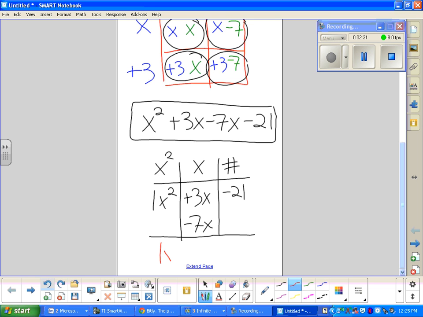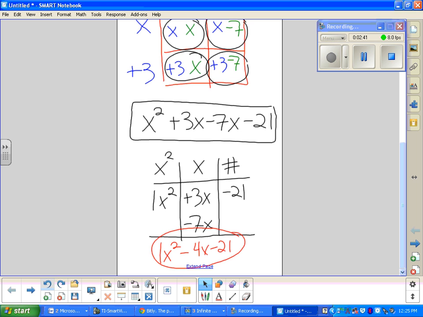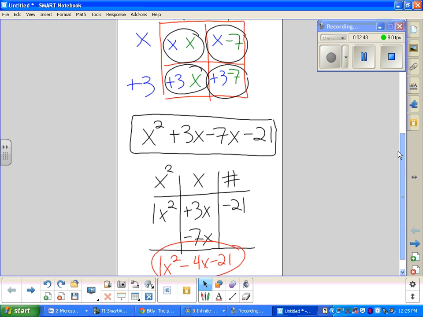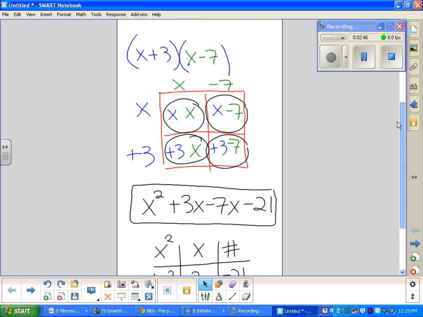So my final answer is 1x squared. 3 and negative 7 is negative 4x. And negative 21, that's all by itself. So that's my final answer. We're being asked to multiply x plus 3 times x minus 7.